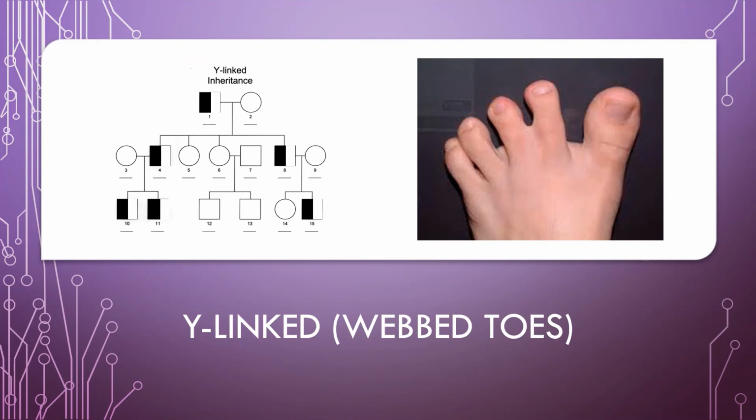Here you can see again the pedigree, so every single male in that pedigree has it, because in order to be male you need at least one Y chromosome. The trait is on the Y chromosome. You're going to have the webbed toes.